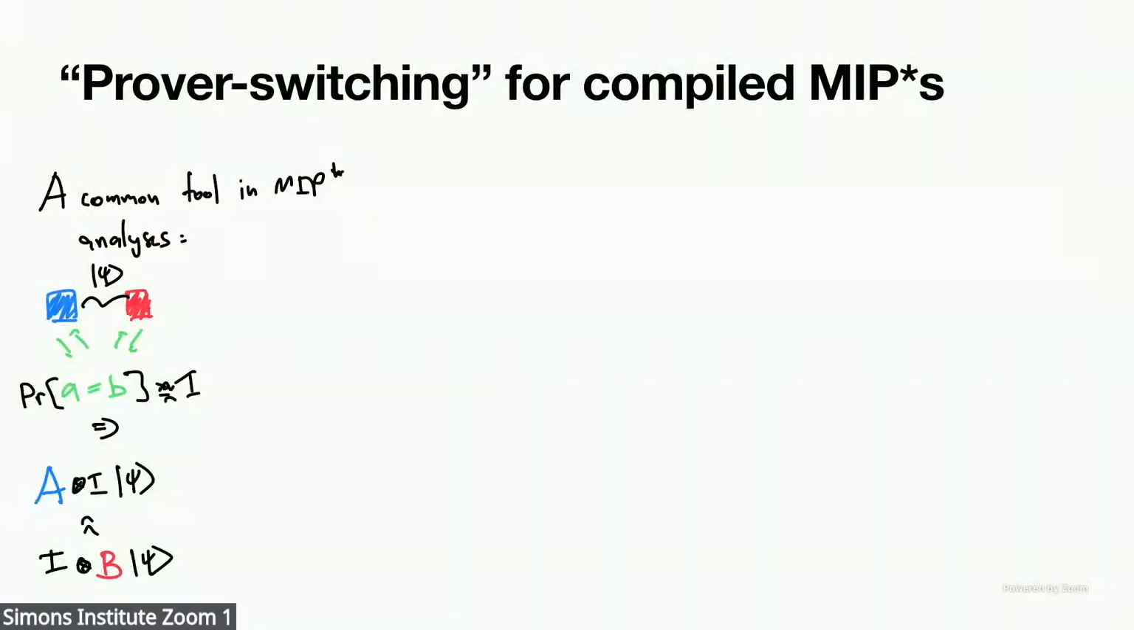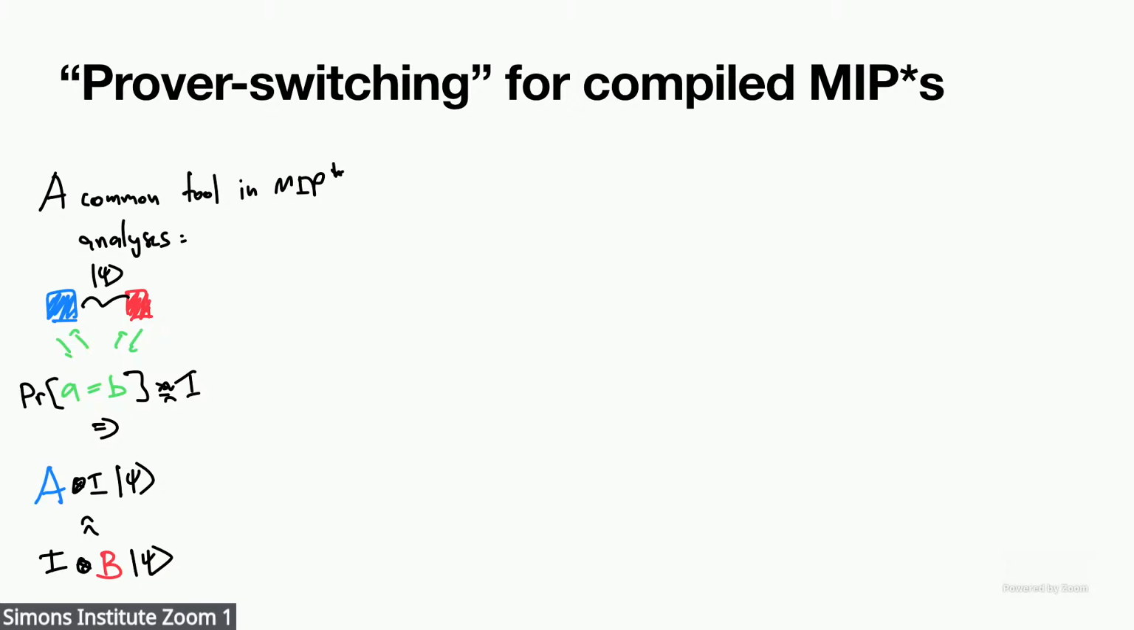It's a great question. Okay, so this is the transformation. And now, what is the challenge in analyzing this? What we did is we showed that a bunch of standard MIP star tricks port over to this world of the compiled MIP star. I'm going to describe just one MIP star trick, because here the challenge was not so much proving the theorem, which was not very hard, but getting the right formulation, which was maybe a little bit harder. There's a very common trick in MIP star analyses, which is called prover switching.